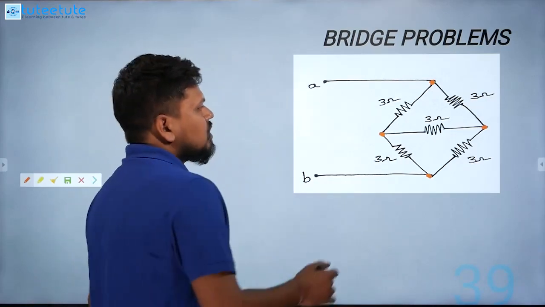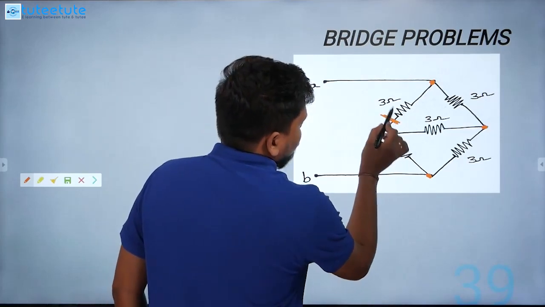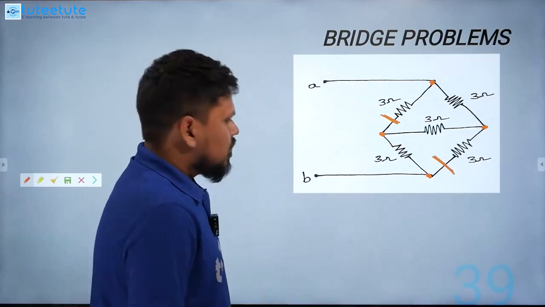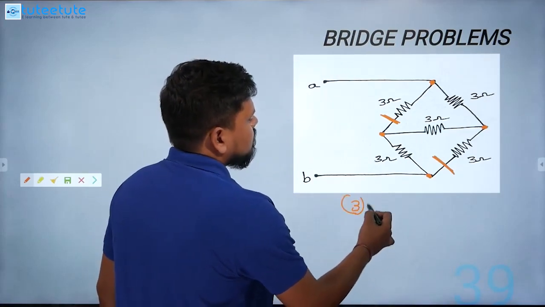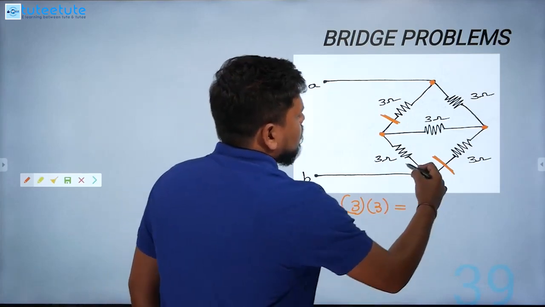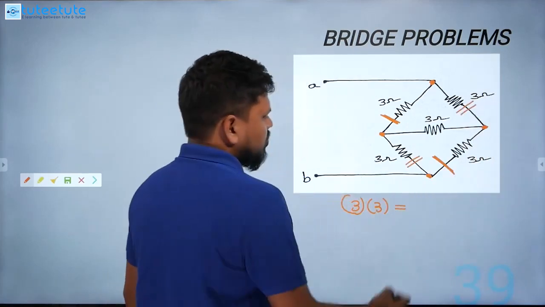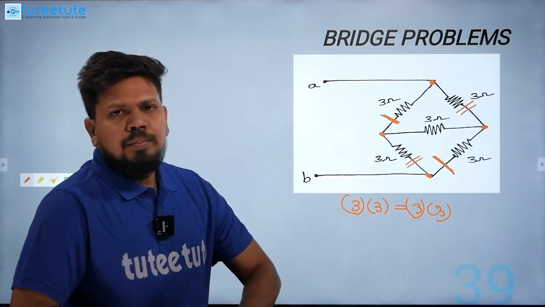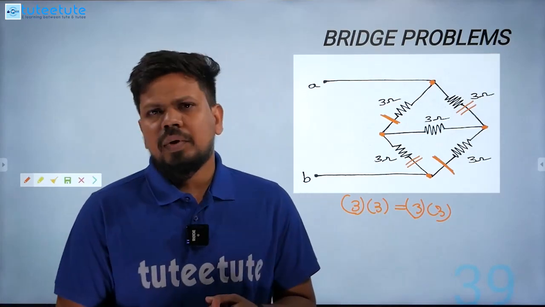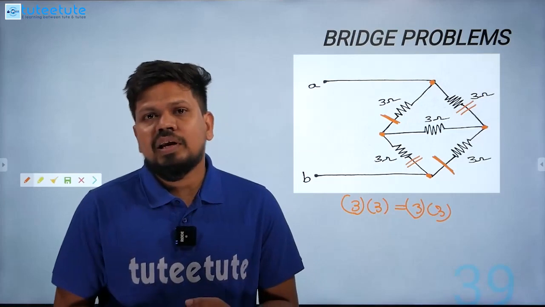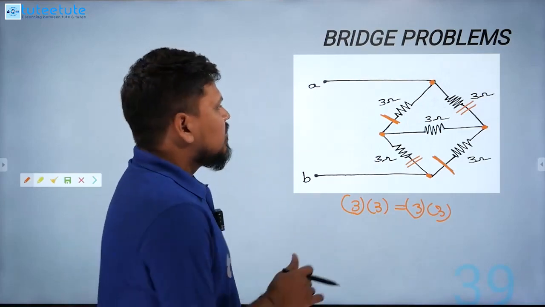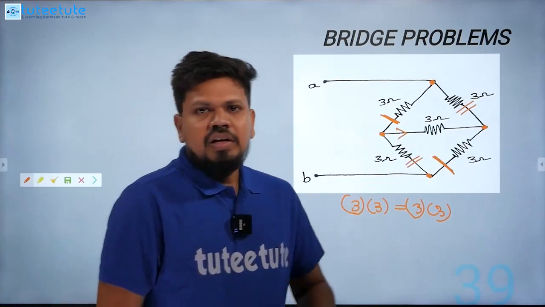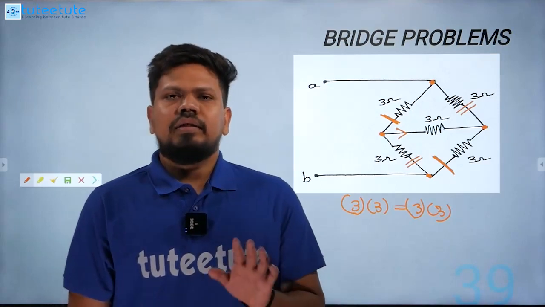So how do you check? Just see, this resistance into this resistance: 3 into 3 equal to this one, these two we multiply, 3 into 3. This is satisfied, so the bridge is balanced. What happens when the bridge gets balanced? When the bridge is balanced, there will not be any current going inside the middle element.